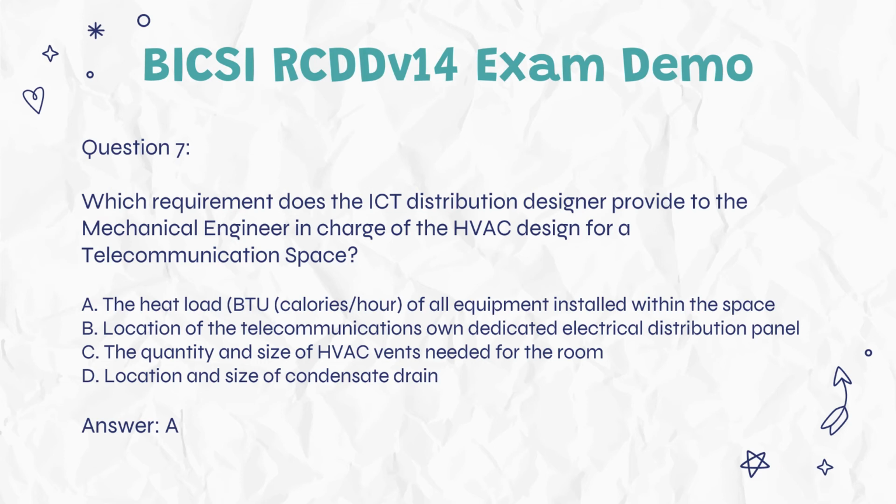Question 7. Which requirement does the ICT distribution designer provide to the mechanical engineer in charge of the HVAC design for a telecommunication space? A. The heat load (BTU, calorie per hour) of all equipment installed within the space. B. Location of the telecommunications' own dedicated electrical distribution panel. C. The quantity and size of HVAC vents needed for the room. D. Location and size of condensate drain. Answer A.